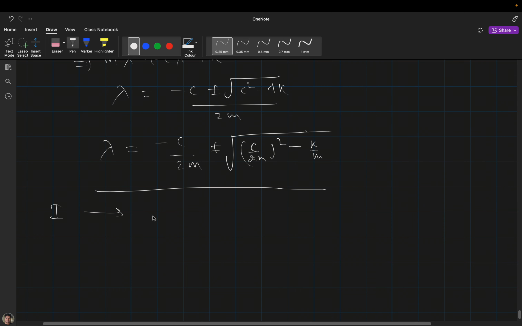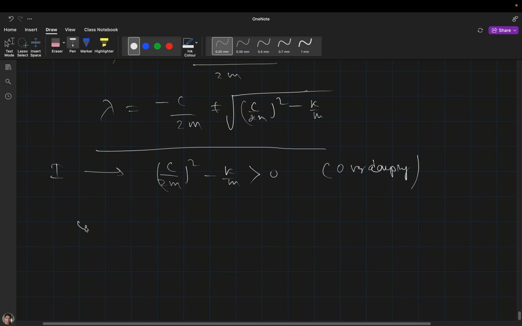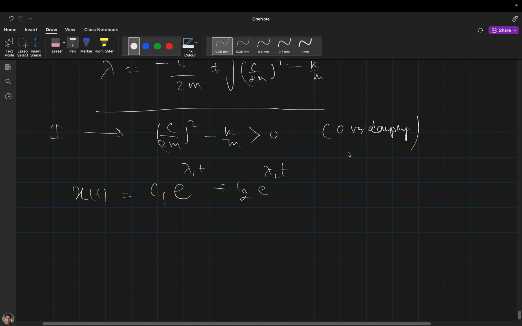First case: if (c by 2m) squared minus k by m is greater than 0, which means that it is a case of what? Over damping. Then what will happen? The solution will be x(t) equal to c1 e raised to the power lambda 1 t plus c2 e raised to the power lambda 2 t, assuming the roots are lambda 1 and lambda 2. This is the over damping.